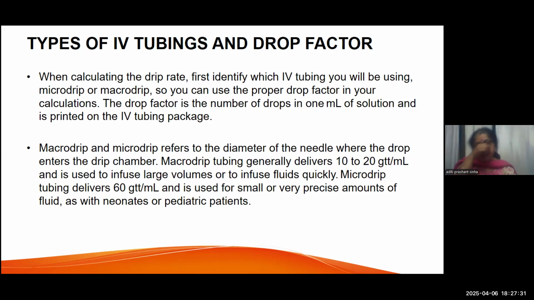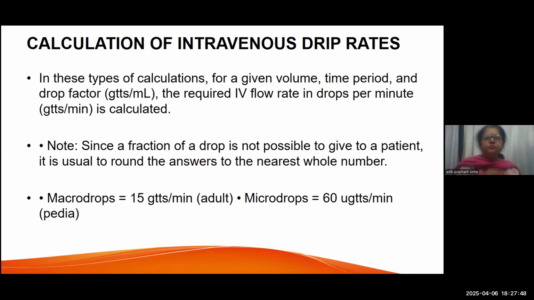Now here you see you have two drip rates. One is a drip chamber which has a macro drip, and one drip chamber which is a micro drip. Micro drip means it is delivering 10 to 20 drops per ml, whereas macro means it is delivering 60 drops per ml. In these types of calculation, for a given volume and a time period, the drop factor is there, and the required IV flow rate in drops per minute is calculated.